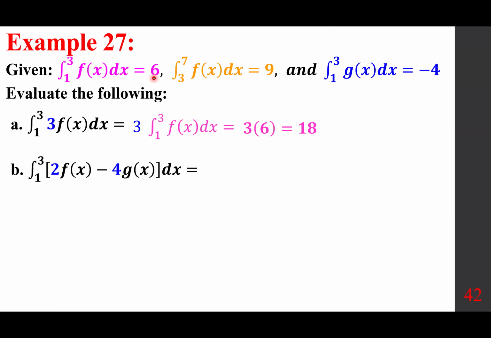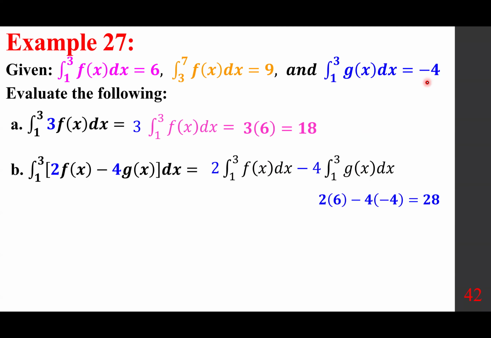The integral of 1 to 3, 2f of x minus 4g of x dx. We are going to split this into two integrals in the following manner. We take the 2 out, we can take the 4 out. This part we replace with 6 and this part with 9. No, g of x, I'm sorry. G of x is minus 4. So we get 12 plus 16 equals 28.